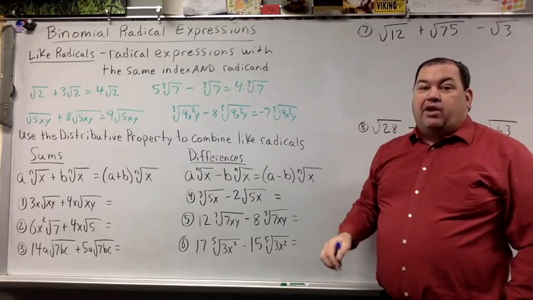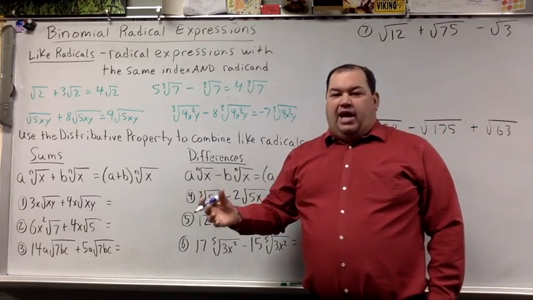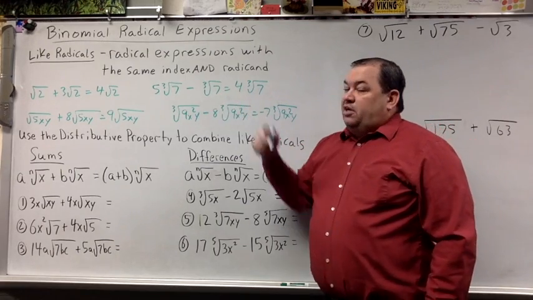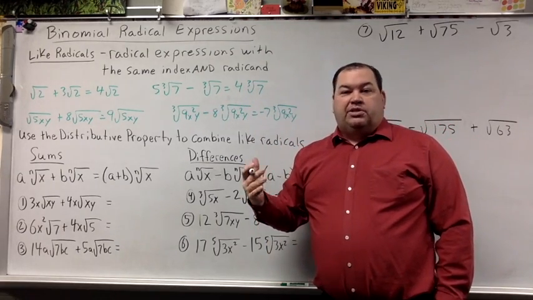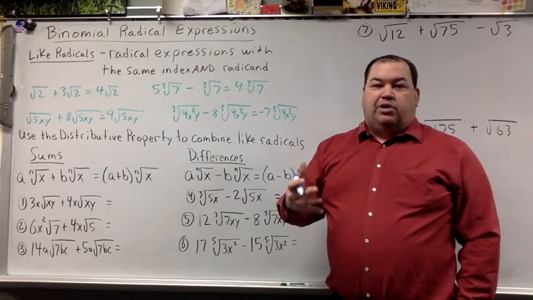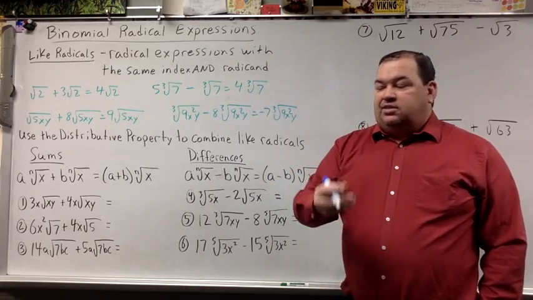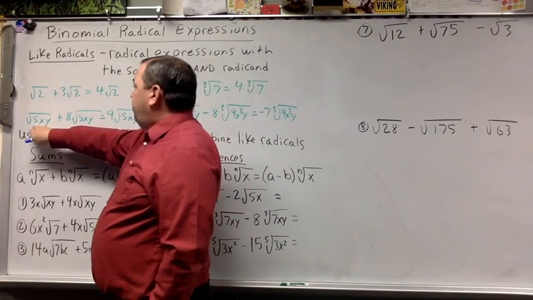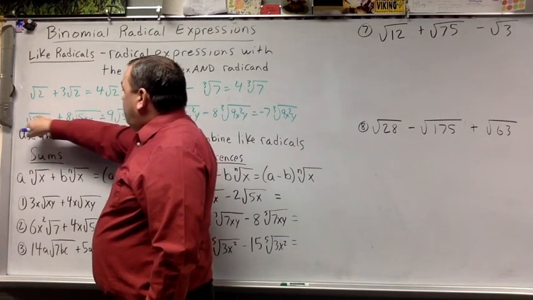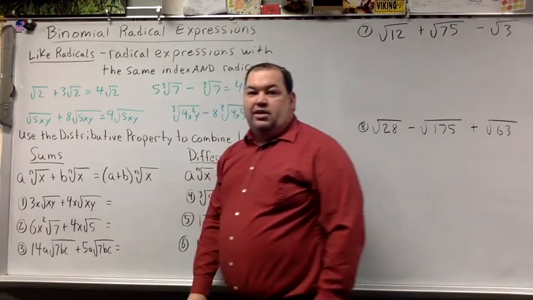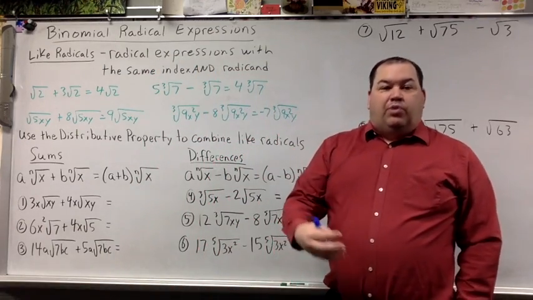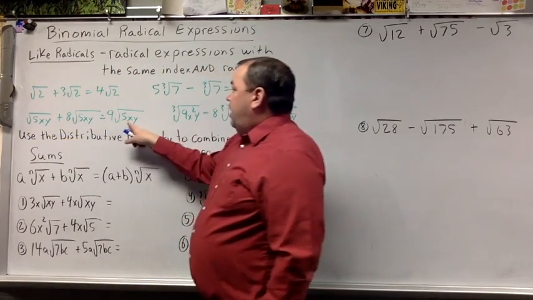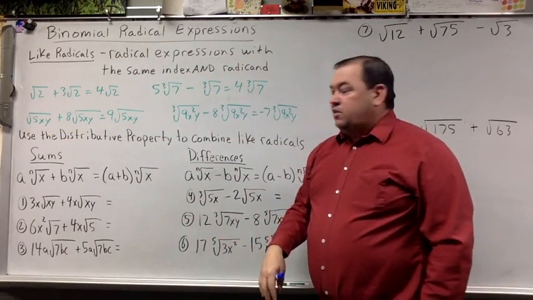So you can think of that radical as a type of variable. We're adding and subtracting those variables. The variables themselves don't change. Just like if we would take a 2x plus a 3x, we get 5x. The x itself doesn't change. As long as what's underneath the radical and the index, so the radicand and the index, have to be the same, we can add the numbers out front. So 8 plus 1 gives me 9 of those square root of 5xy's.